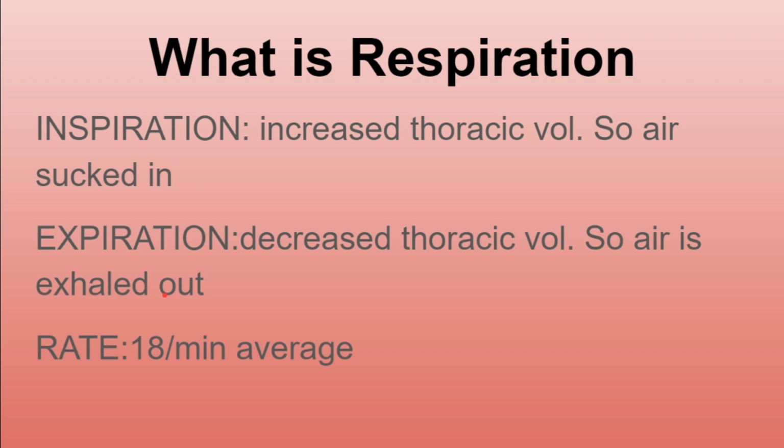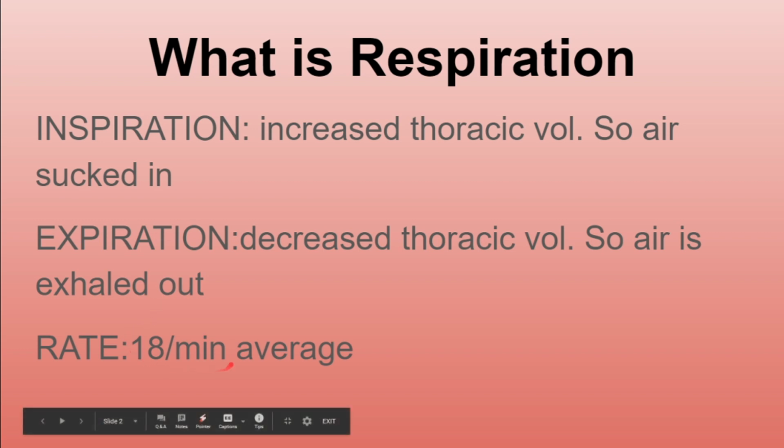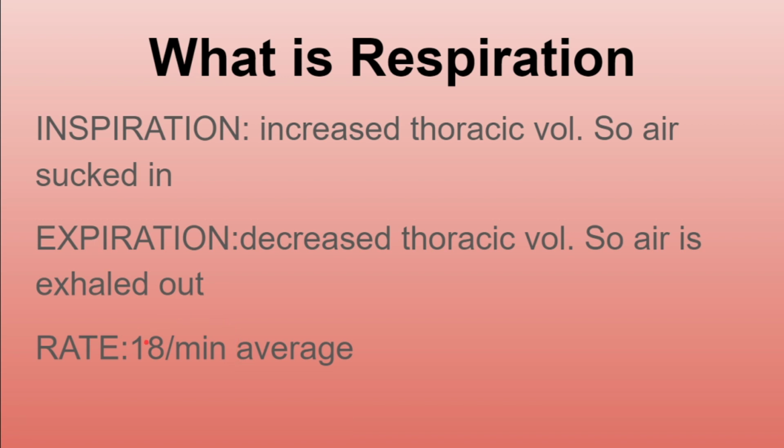Now the rate of respiration in a normal adult human being is 18 per minute on average. In children, in small babies, it is faster, and in the old person it is a little bit slower.